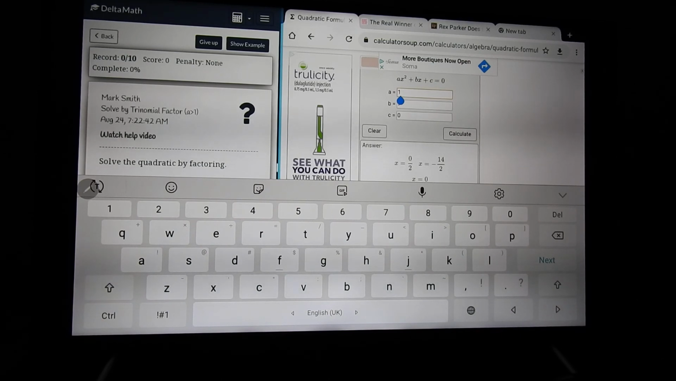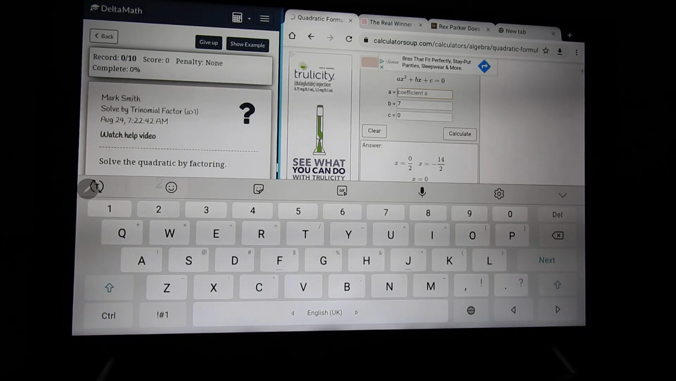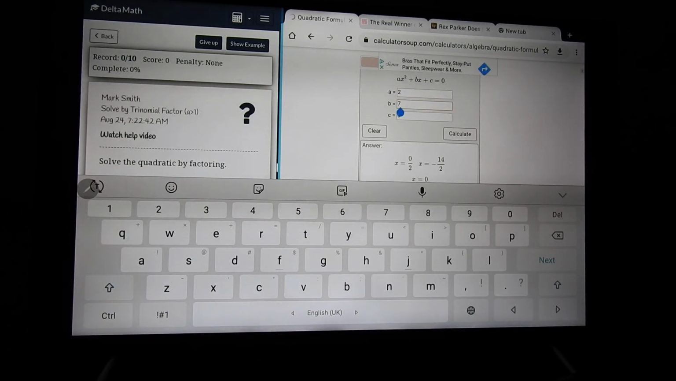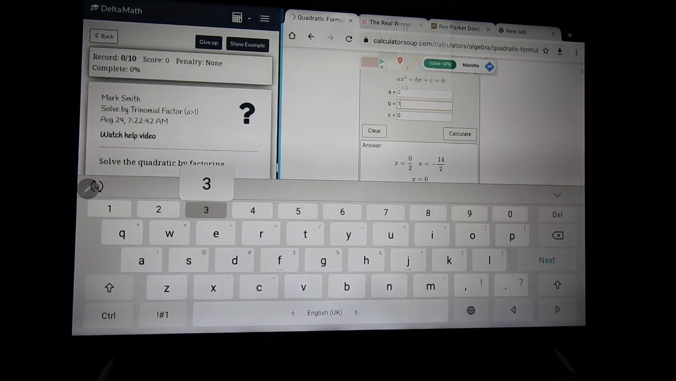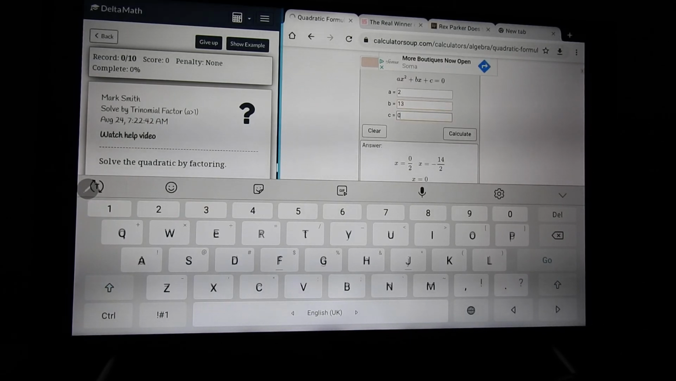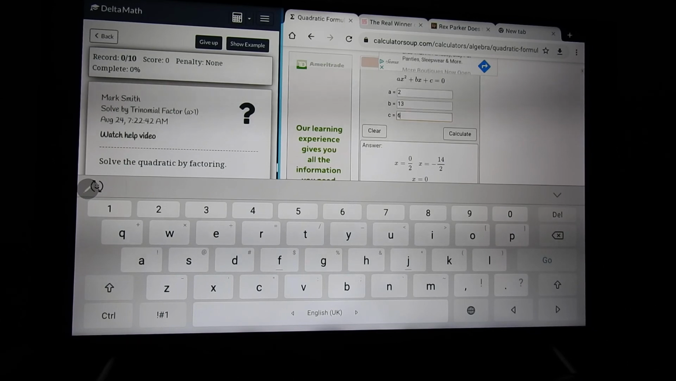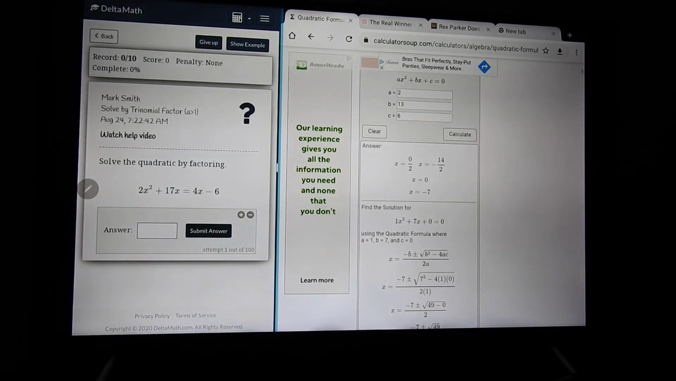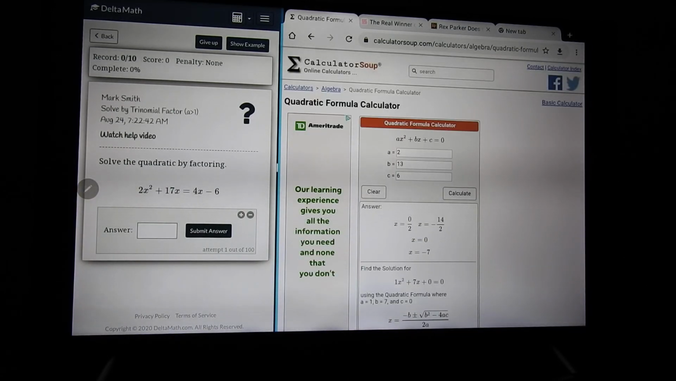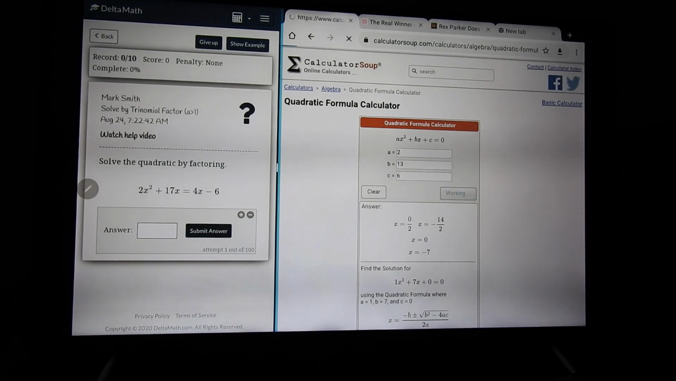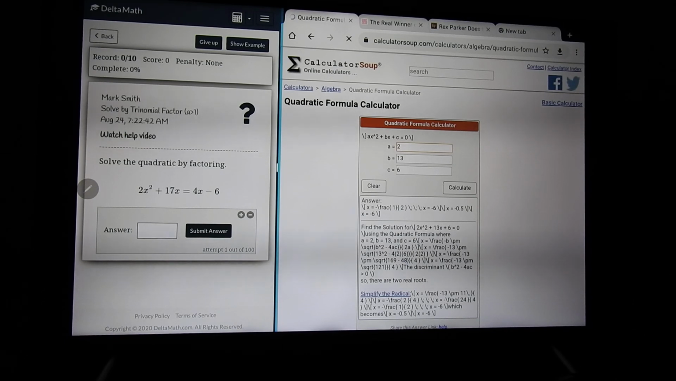So we have 2, 13, and 6. We're going to calculate, and just in case we can't remember where I found this calculator, and you can use any one you want, it's in Calculator Soup under Algebra, and it's called the Quadratic Formula Calculator. But there are lots of calculators out there.